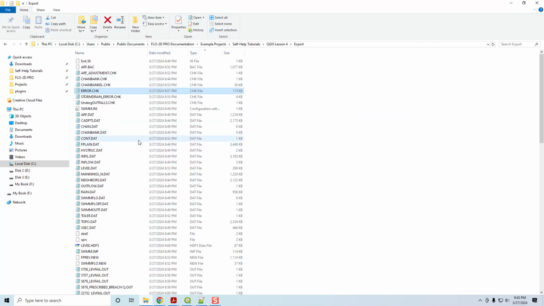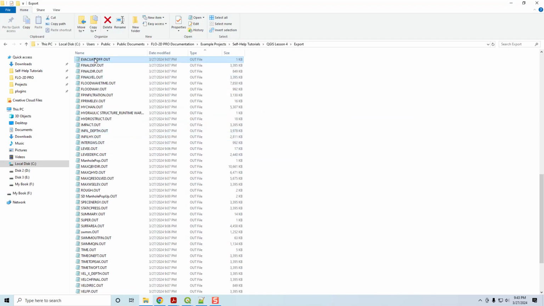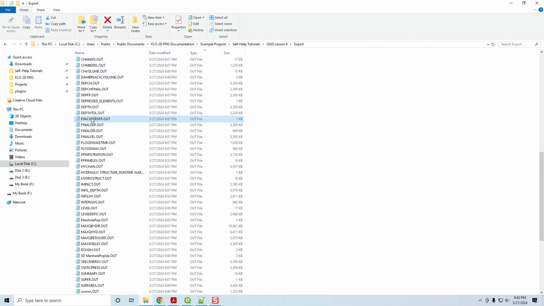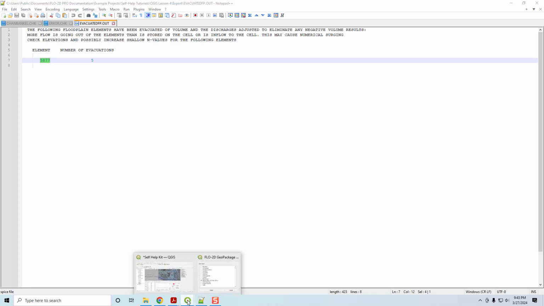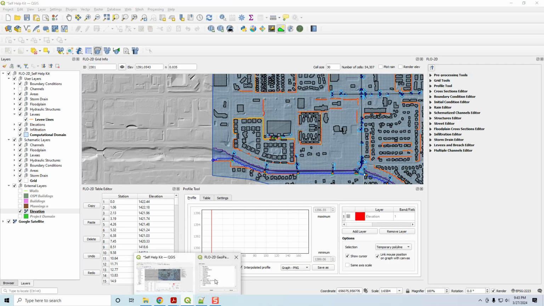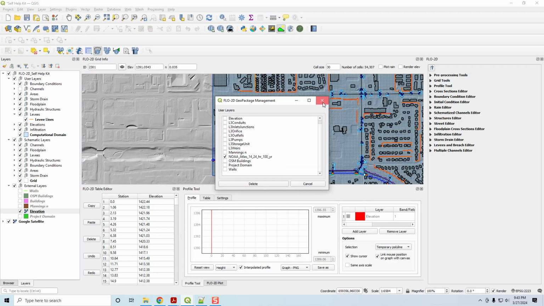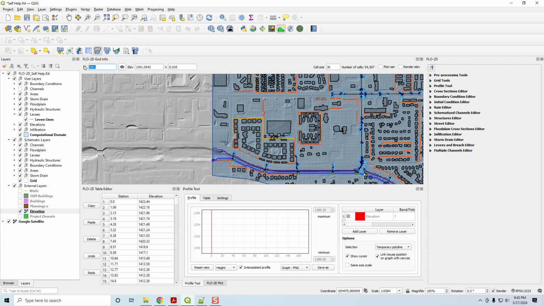So I'm going to hit the E key, and here it is. Let's grab that with Notepad++. And it's telling us that this grid element had a number of evacuations. Let's go see why. Copy, and you know what? There's something in here I need to get rid of. Oh, okay. And paste.